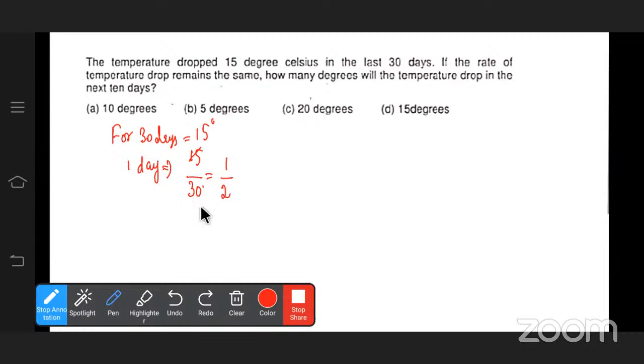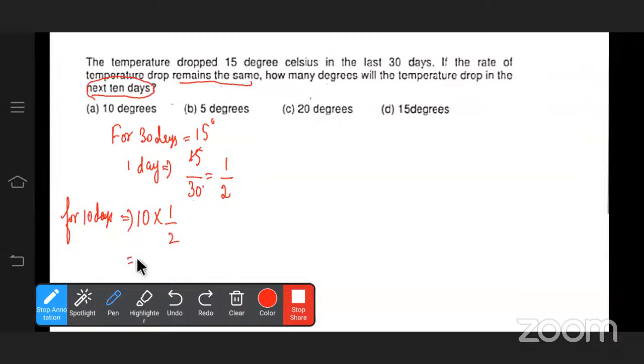Next, if the rate of temperature drop remains the same, how many degrees will the temperature drop in the next 10 days? They are asking for the next 10 days, and also it is mentioned that it remains the same. They didn't change the temperature. So for 10 days, it means 10 into 1 by 2.